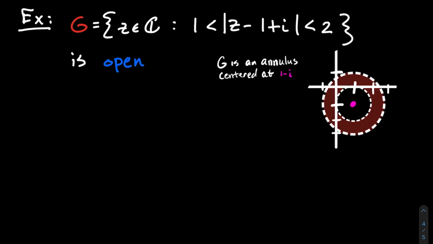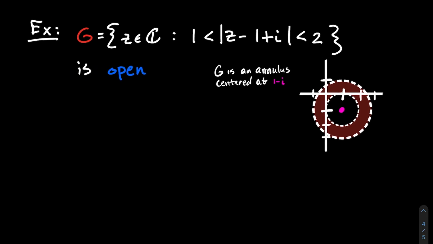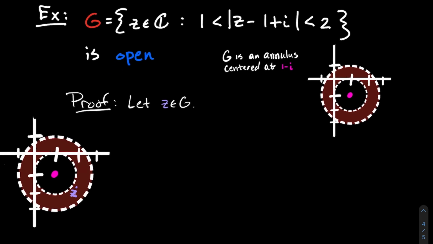And you might take a look here inside of there just to convince yourself why it should be centered at 1 minus i. You want to think of this as the distance from Z to some number W, and to get that W to work out, it has to be 1 minus i. And so 1 minus i is just the center of that annulus, and I've drawn it down there for you here. And now let's talk about why this should be open. So let's look at the proof.